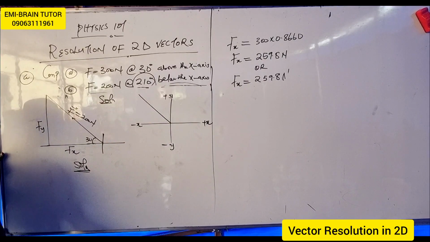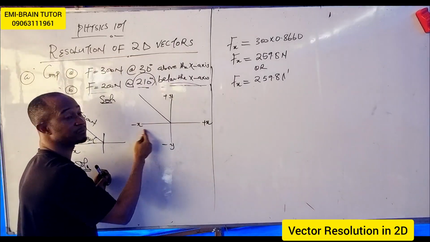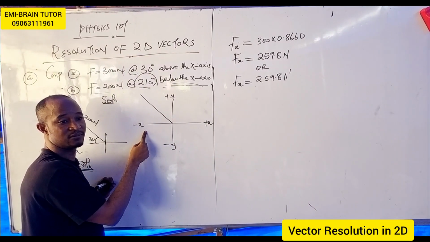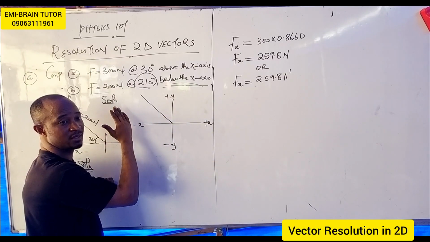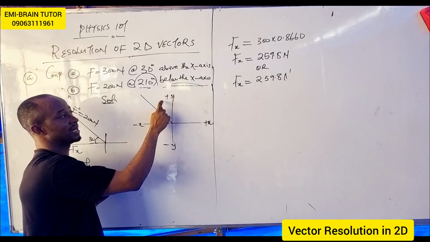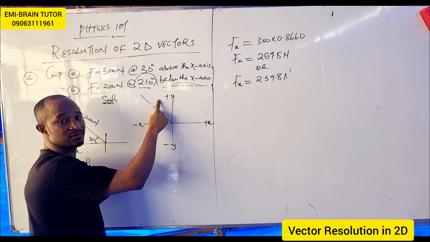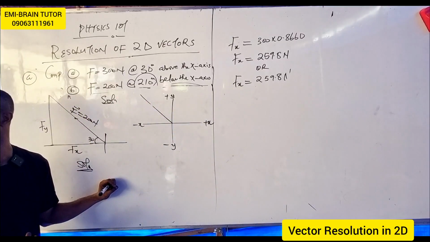What do you notice? If I'm resolving my horizontal component, it becomes what? Negative. Is it true? Because it's here. And if I'm resolving my vertical, it becomes what? Positive. Are you getting the concept?